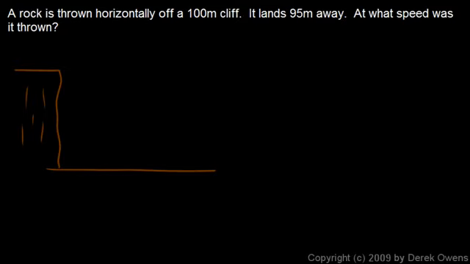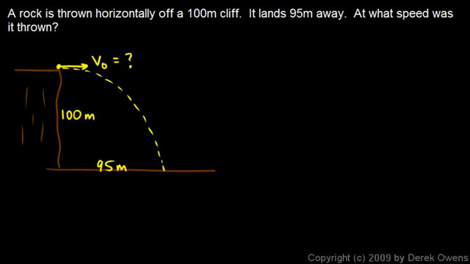A rock is thrown horizontally off of a 100-meter cliff. So let's draw this. Here goes the rock. Its initial velocity is horizontal, and we're told that the cliff is 100 meters high. And it lands 95 meters away. Okay, the path here is a piece of a parabola, and that distance is 95 meters. At what speed was it thrown? So this is what we're looking for, the initial velocity.